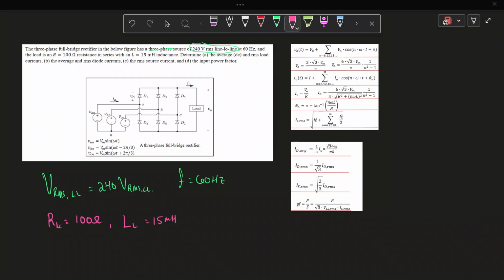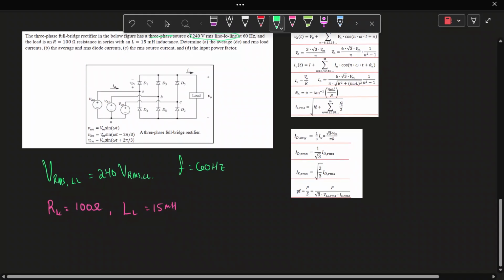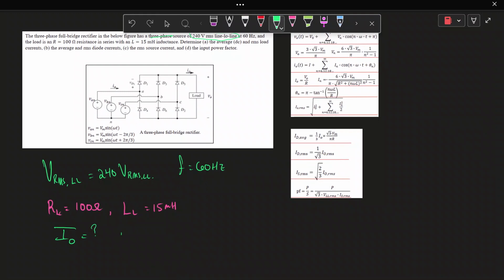Now it asks us for the average DC and RMS load current. So what does that mean? Average DC: we have I_O, that's the average DC output current. And we're also asked for the RMS load current, so I_RMS, or more like I_O,RMS, because O you can technically think of as load or output, which is actually shown right there.